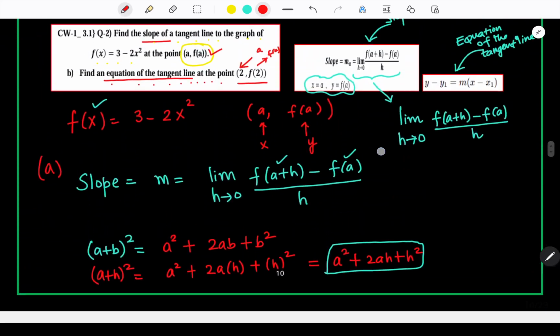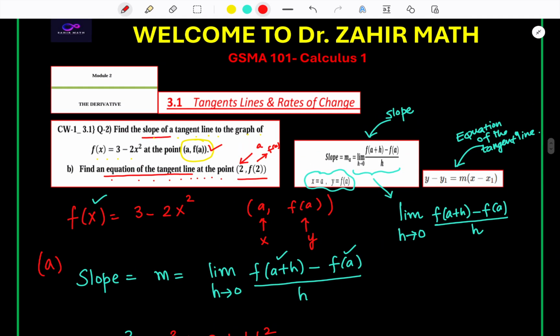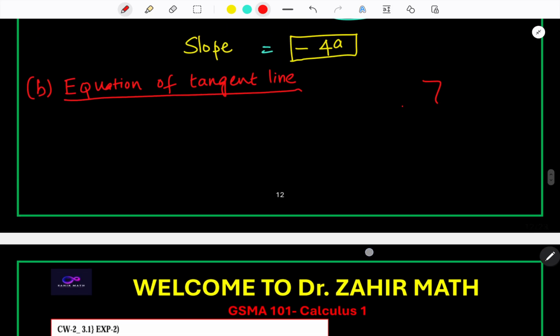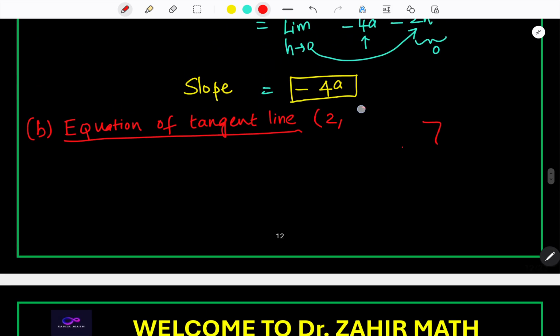Find the equation of the tangent line at the point 2 comma f of 2. This is the point given. So what is the formula for the equation of a tangent line? I told you: y minus y1 equals m times x minus x1.